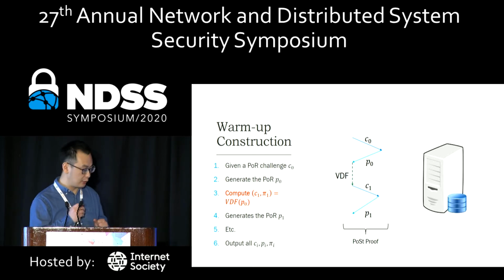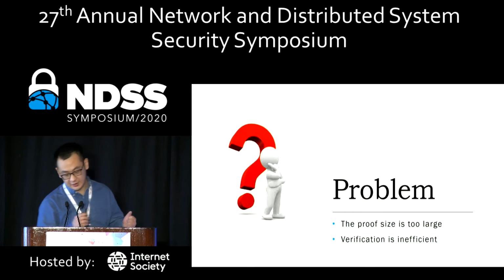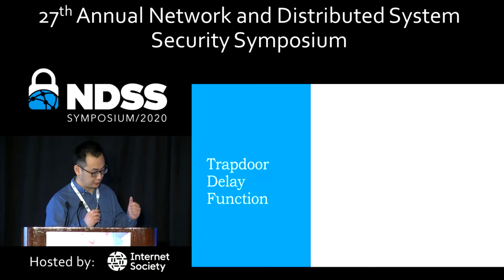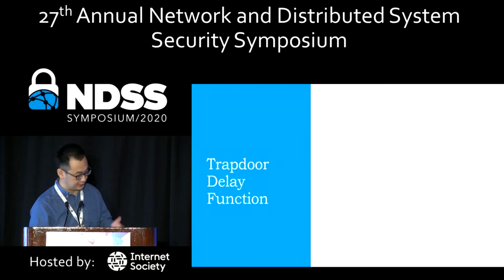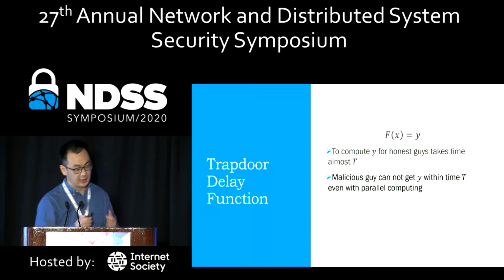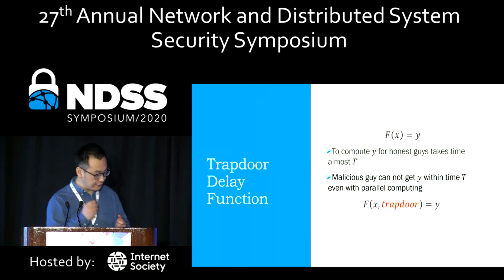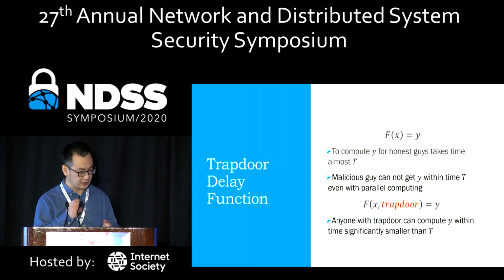So this is our warm-up construction, but it still has some problems. The first problem is the proof size is too large. Also, the verification is inefficient. So our next idea is to introduce another tool called a trapdoor delay function. The trapdoor delay function is similar to the VDF, but it is a function that needs delay. That means parallel computing cannot accelerate the evaluation of the function. But instead of a succinct proof to verify the evaluation, the trapdoor delay function has a trapdoor. That means anyone who has the trapdoor can evaluate the function very rapidly.